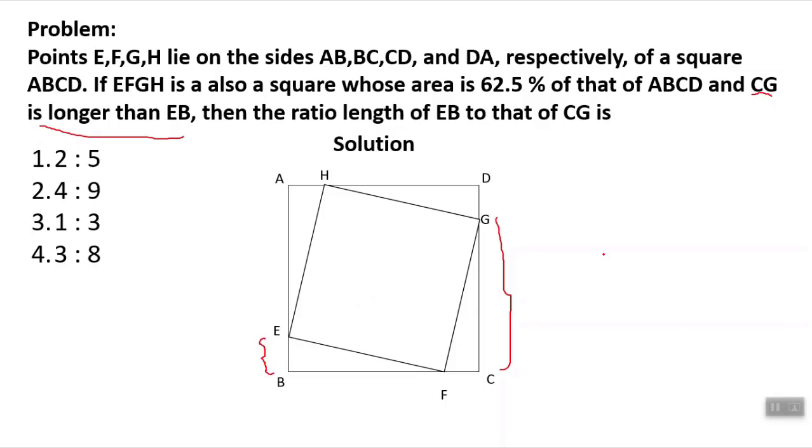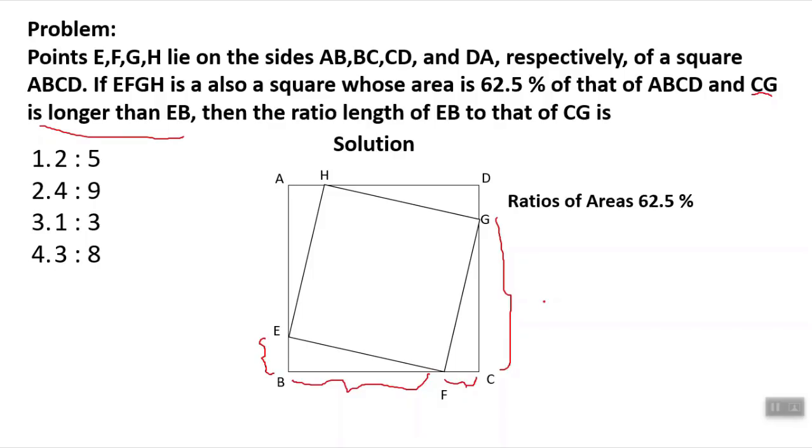What they are really asking is what is the ratio of EB to CG. Now you can see from this diagram, because these are two squares, one inside the other, that CG is equal in length to FB, and EB is equal to CF. So how can we approach this problem?